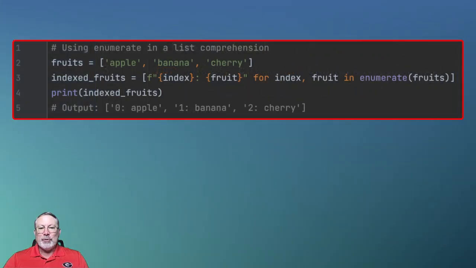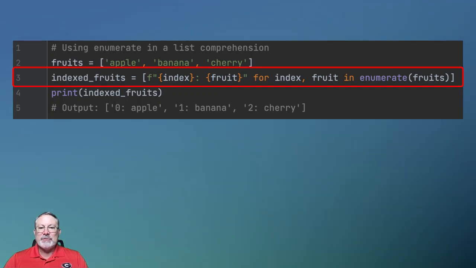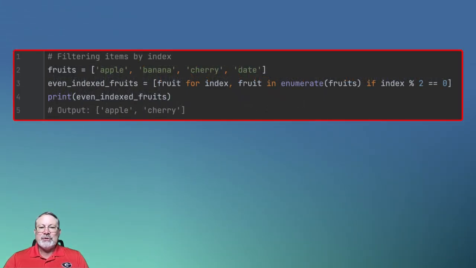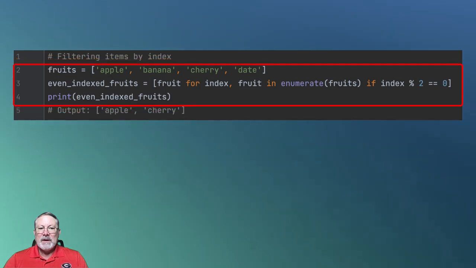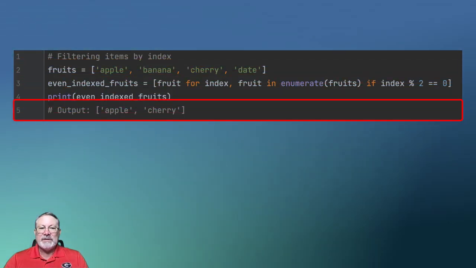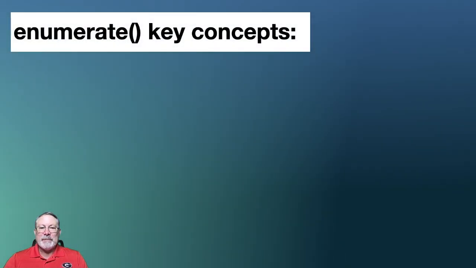You can use enumerate in list comprehensions to create new lists. Here we create a new list with the index and the fruit combined into strings. Finally, let's use enumerate to filter items based on their index. Here we filter the list to include only items at even indices. Pretty handy, right? Here are a few things to keep in mind.